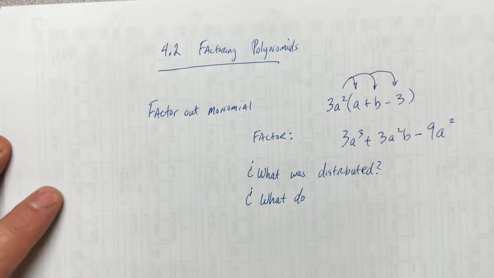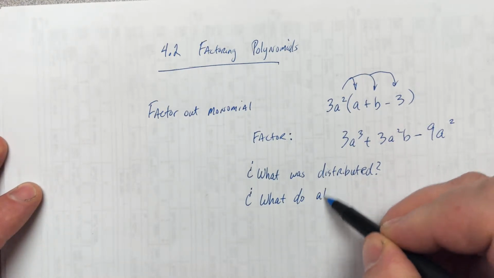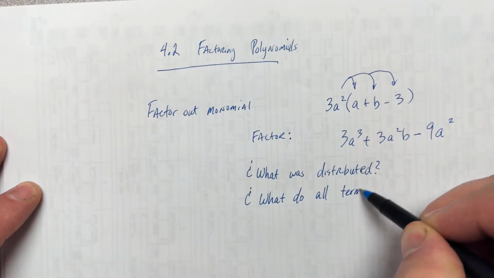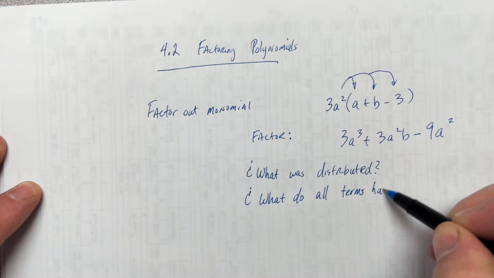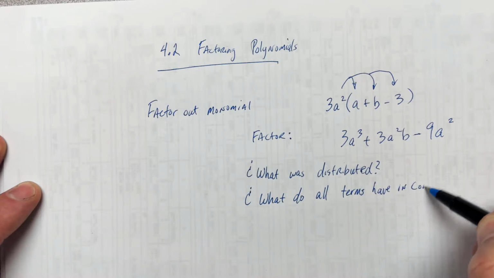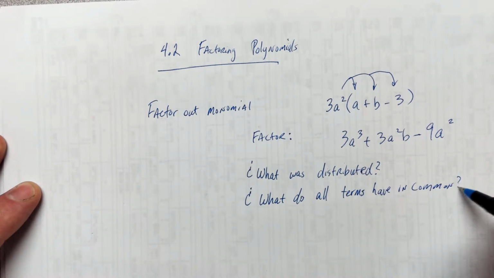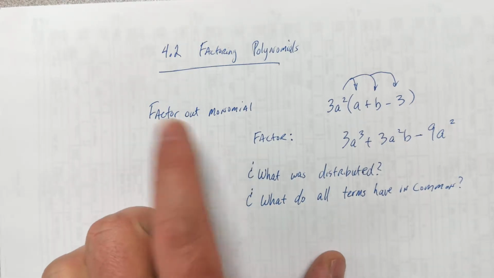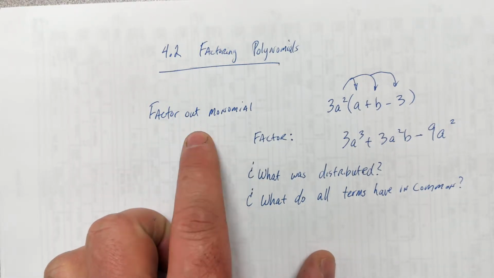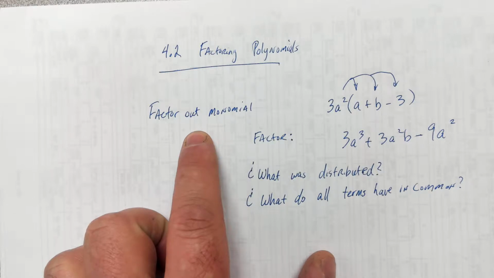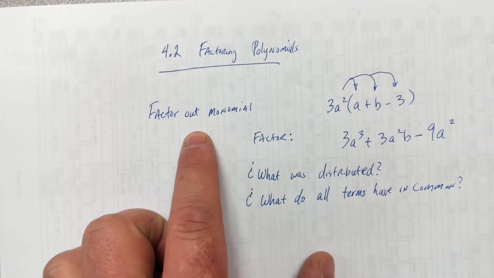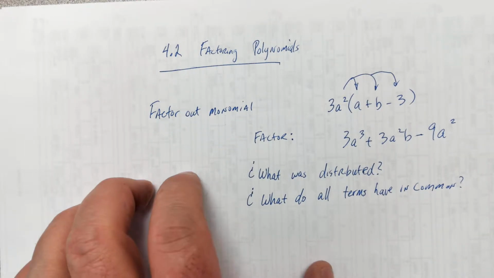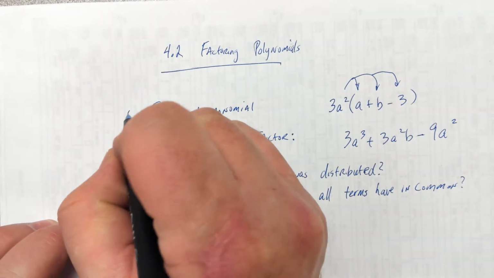So, what do all terms have in common? That's the question you're going to ask yourself. This is the easiest kind of distributing, and it's also the easiest kind of factoring. The thing that makes this kind difficult is you always got to check this kind. Even when you're not doing them anymore, this is the most basic, and that's the thing you want to check first. Okay? So, that's the first kind.